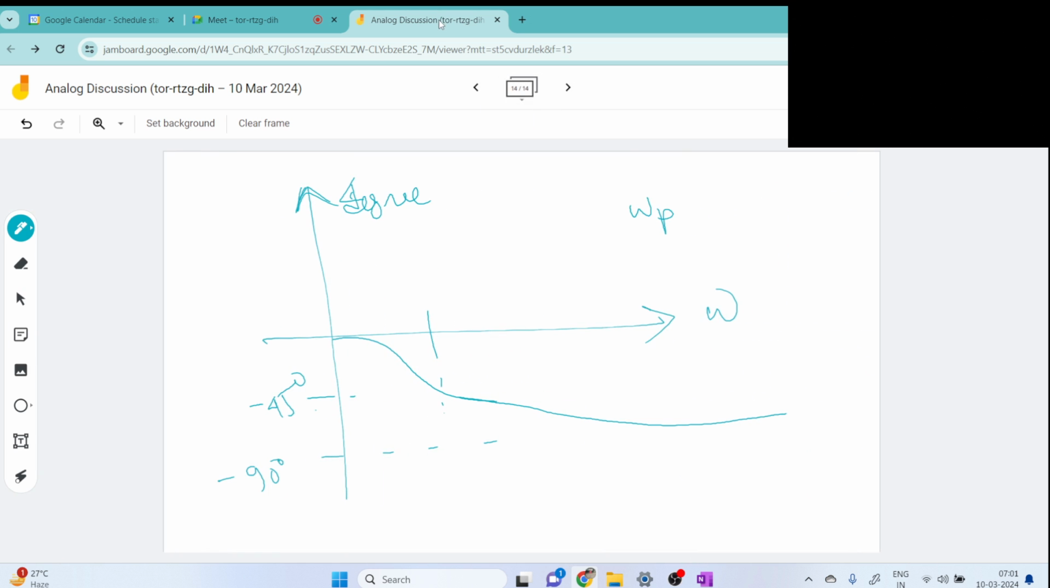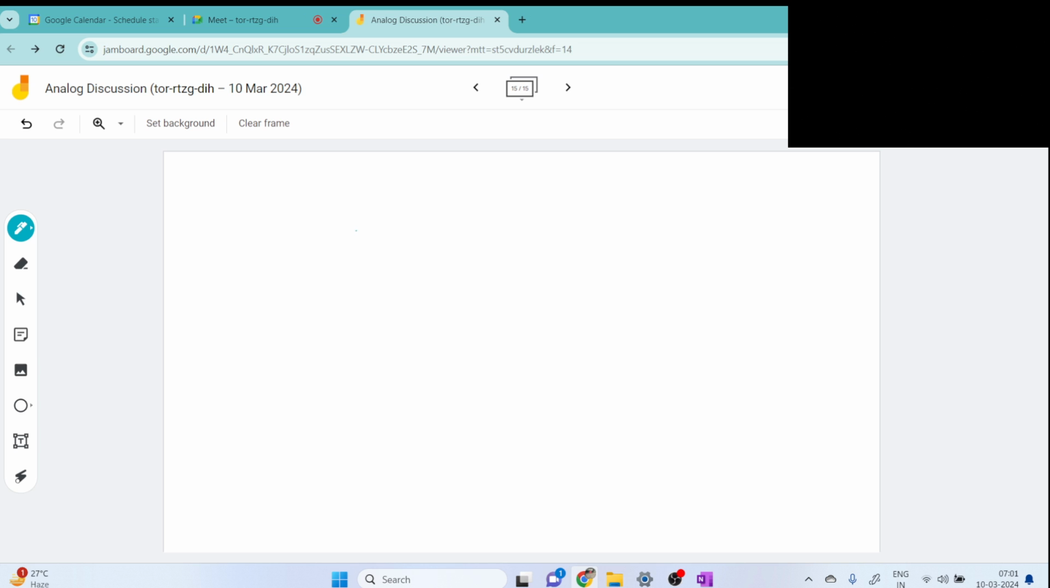Now let's have some examples in the time domain, to comment on the output voltage of a circuit. We will solve these two circuits for this discussion. Let's say 5 volt is our V in, this is R, and these are the capacitors C1 and C2.